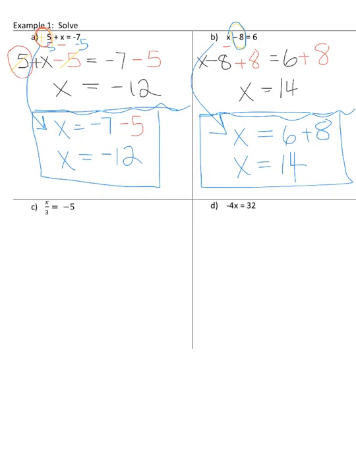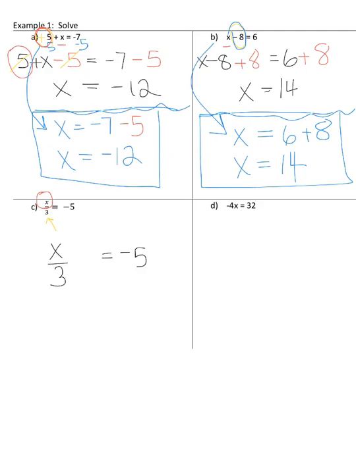Okay, so you'll notice in question C here, again, we want to isolate our x. This means we want to get rid of that 3 right there, and it currently is being divided, so we do the opposite operation, which of course means to multiply. So we have our x over 3 on the left, we have our negative 5 on the right, so what we want to do is multiply both sides by 3.